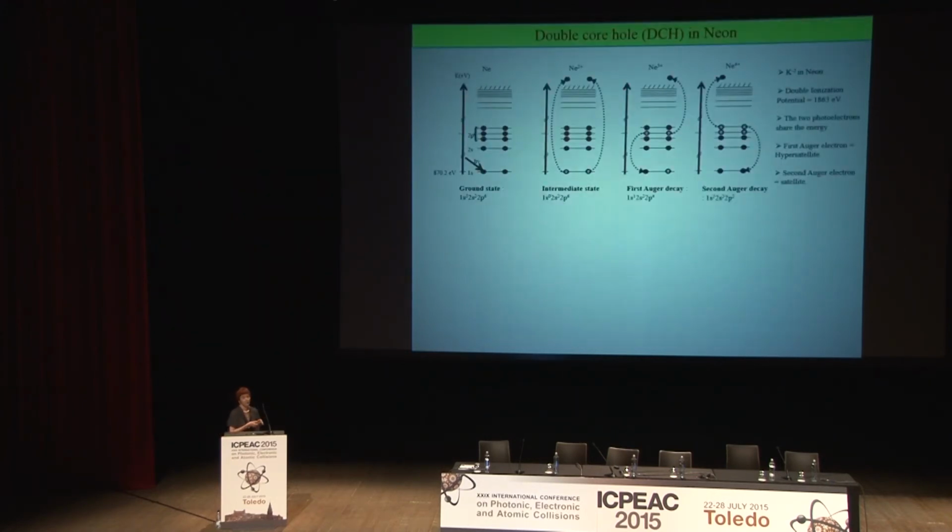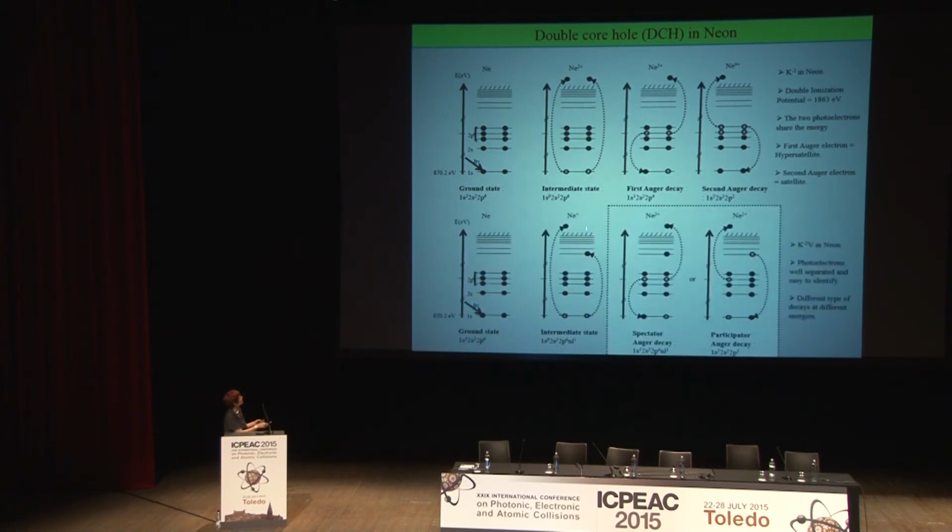So we continued this research line, and we decided to try to measure K-2 super shakeups. So we looked at neon. So that would be the double core holes. We cannot see them directly because we would need coincidence measurements. And then there will be 2 steps for the Auger decay. The first step is what's called hypersatellites.